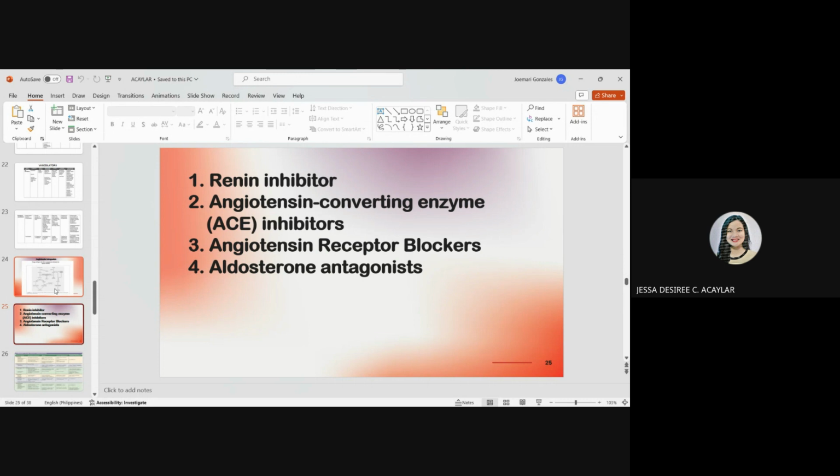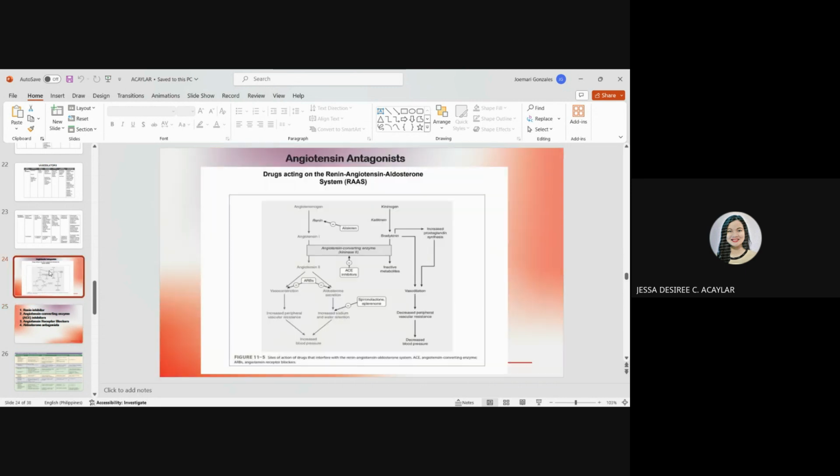It inhibits the enzyme activity of the renin. Dito po siya banda. Ito po yung site of action niya, ang renin. Ito po yung renin inhibitor natin na si aliskiren. It inhibits the enzyme activity of the renin.